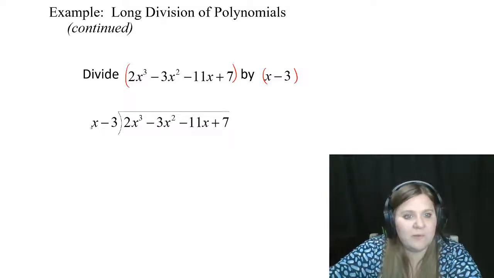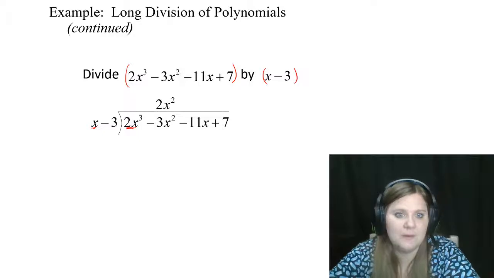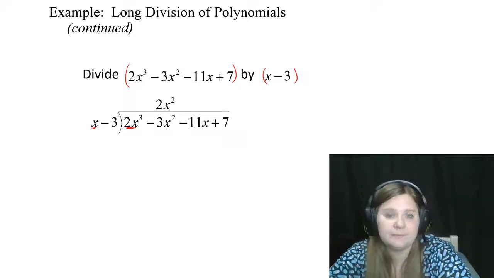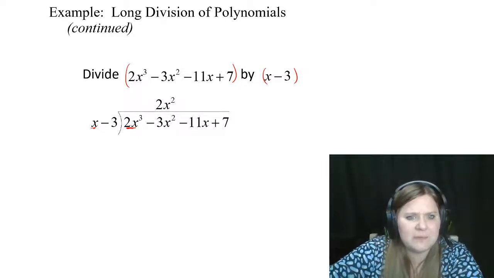Now, I want to figure out, what do I multiply x by to get 2x cubed? Well, that's going to be 2x squared. So you'll notice I write this over the second term.